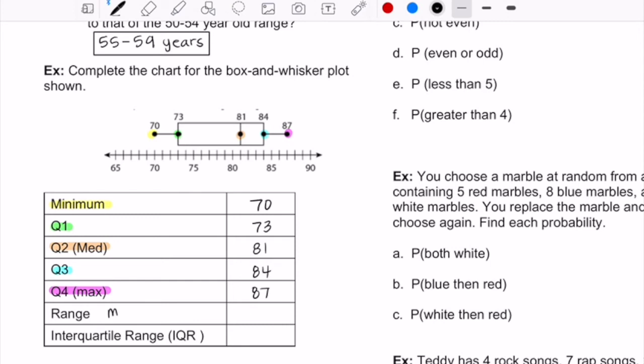Remember that the range is the maximum value minus the minimum value. And so it's the purple minus the yellow here. And so 87 take away 70 gives me 17. And then lastly, to find the interquartile range, your IQR, remember that your IQR is equal to your Q3 take away your Q1. So here on the picture, it's blue minus green. 84 take away 73 gives me 11. Just add a little note to the side there for how you figured out the 17 and 11.